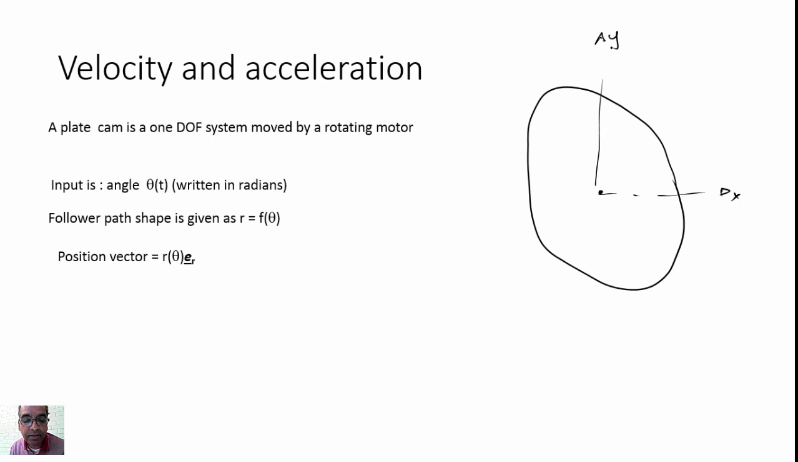So what we are interested in is how this particle moves along this path, right? The way it is given is theta of t, that's the input, and I'm given r equal to f of theta. This is what I'm given. So that's the shape that will define this curve, and the input angle is theta, and then the position vector is er, and e theta will be something like that.